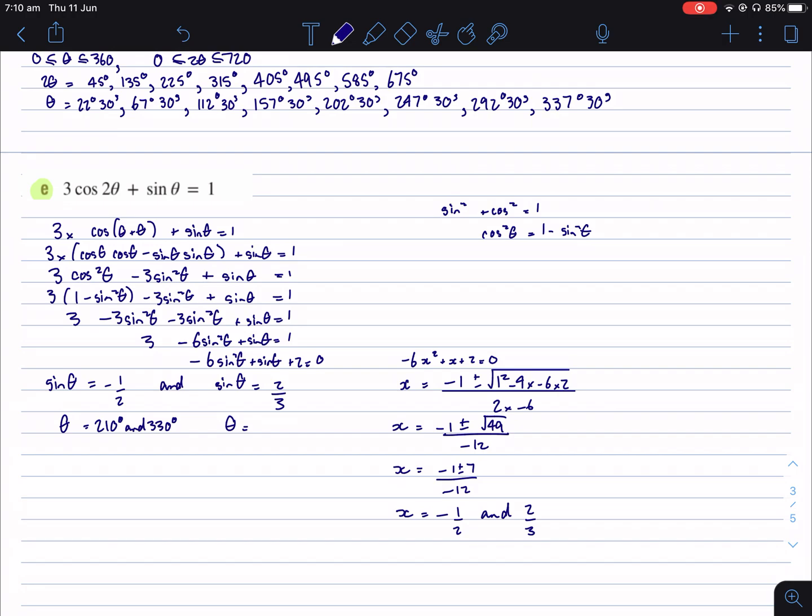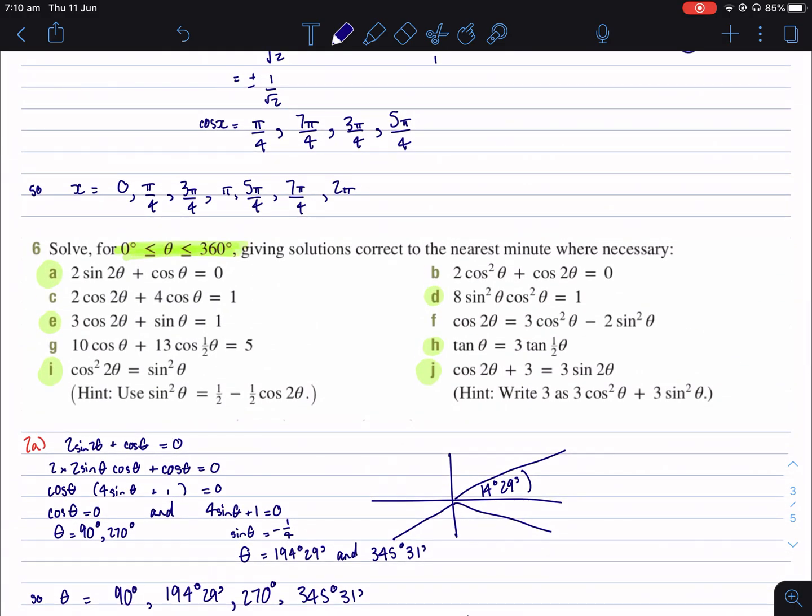For this next one, we've got arc sine 2/3. That's not nice, that one. So that's 41 degrees, 49 minutes, and we've also got to do the second quadrant, which would then be 138 degrees, 11 minutes. So all our answers for theta that will work for this equation: 41, 49, 138, 11, 210, and 330. Okay, my next one is H.